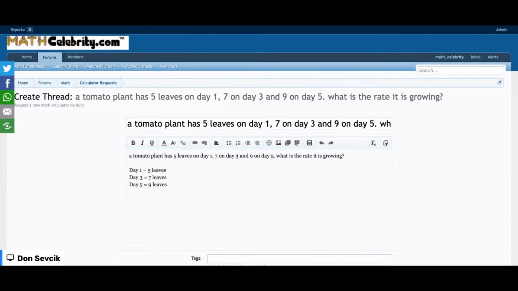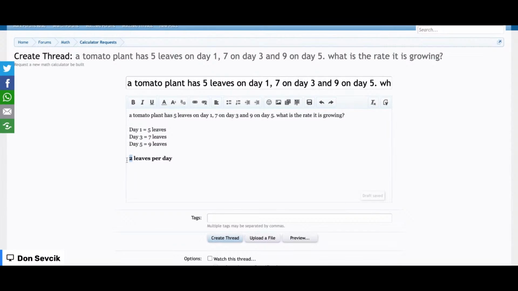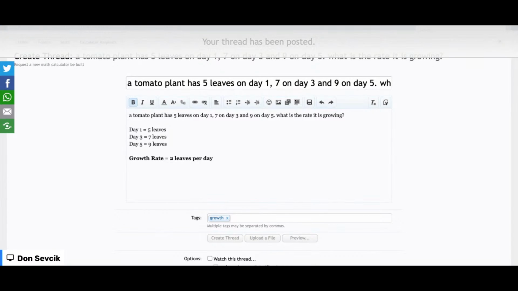All right. So what is the rate it is growing? Well, if we start here, the growth rate looks to be constant, and it's 2 leaves per day. So it doesn't ask us for an equation, it asks what is the rate it is growing. So it's 2 leaves per day, since 5 plus 2 is 7, 7 plus 2 is 9. That's our answer. Growth rate equals 2 leaves per day.